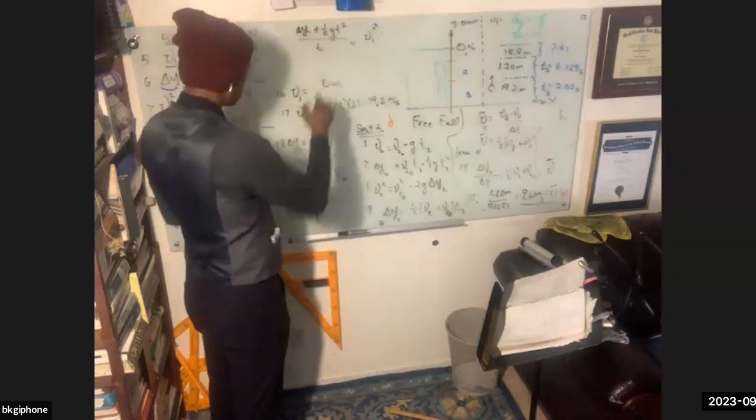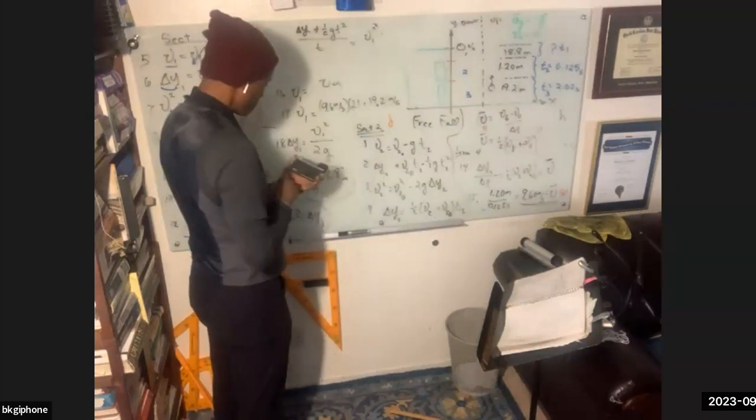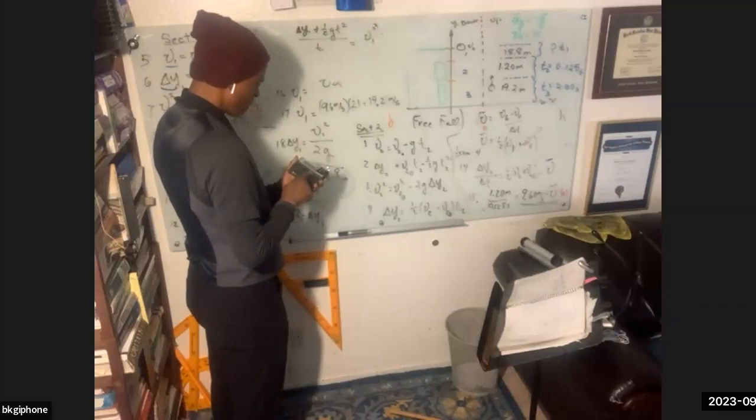What did you say you got? So what did you get for the velocity for V1? The velocity for V1, I got 4.1165 meters per second.